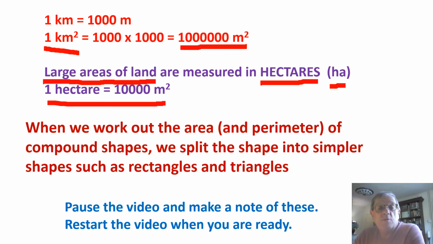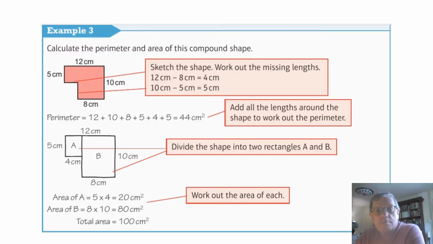Anyway, when we work out the area and perimeter of compound shapes, we split the shape into simpler shapes such as rectangles and triangles. If you need to make a note of the units above, pause the video and do so if you need to. So, worked example. Calculate the perimeter and area of this compound shape.